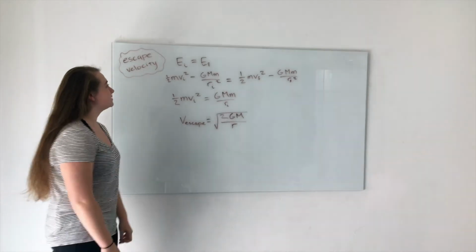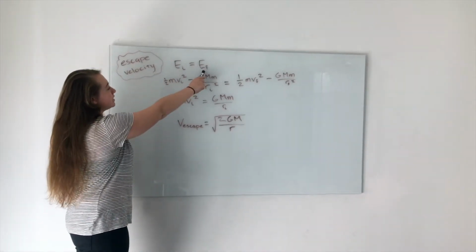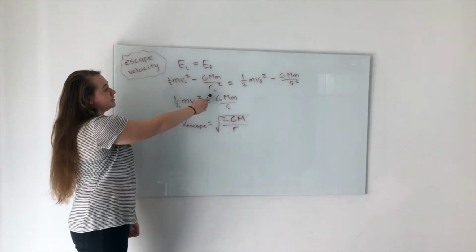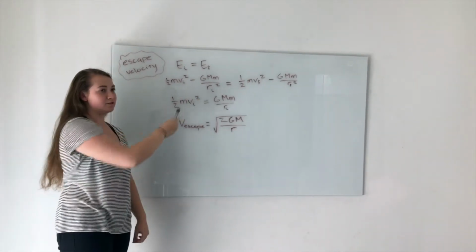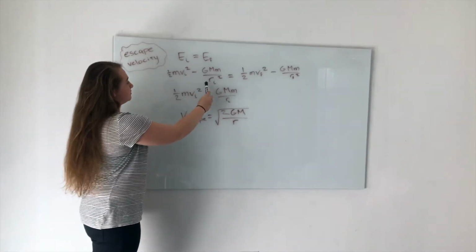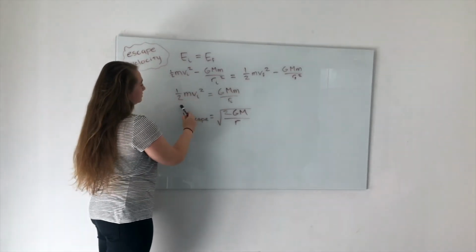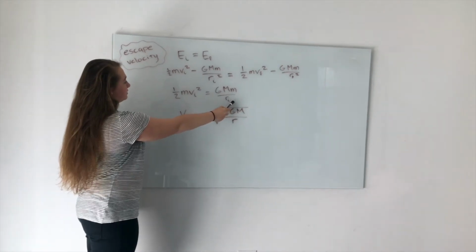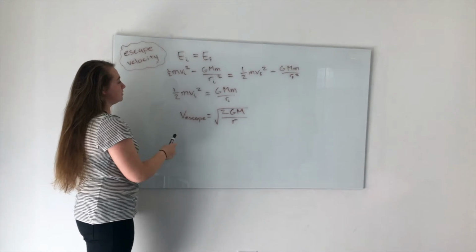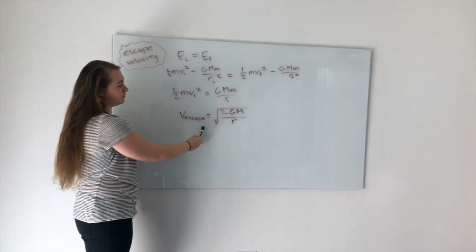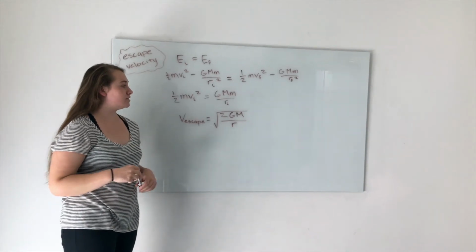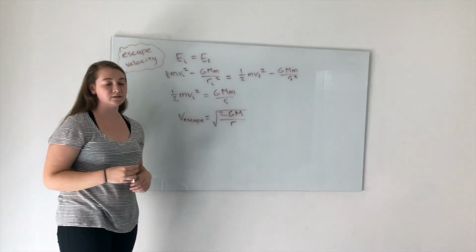Okay, so you have to start out with the same energies, initial and final, and then you have the kinetic energy and the potential energy. It's not mgh because it's universal gravitational. And so this whole big thing, you can simplify down to this, and then with further simplification, you can isolate the velocity, and then escape velocity is just going to be the square root of 2 times the gravitational constant times the mass over the radius.